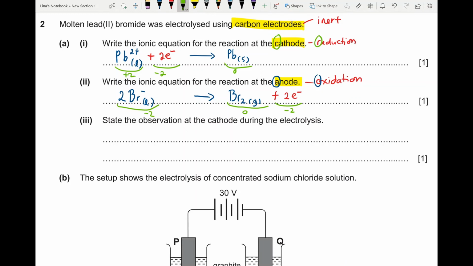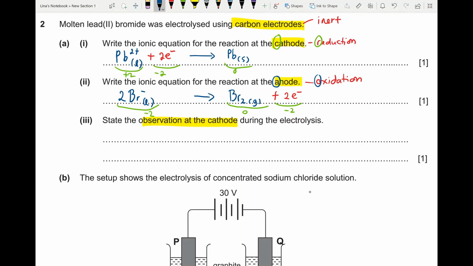Right, state the observation at the cathode. Observation at the cathode during electrolysis. So on the cathode, what is being produced? Lead is being produced. So you would see lead, but what do you see? If you just write down lead is produced, that is not an observation. Observation is what you can see. How do you know it's lead?